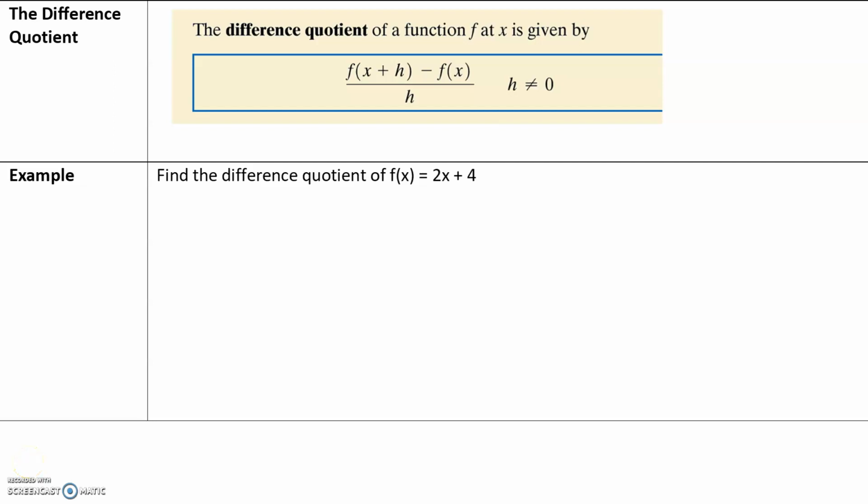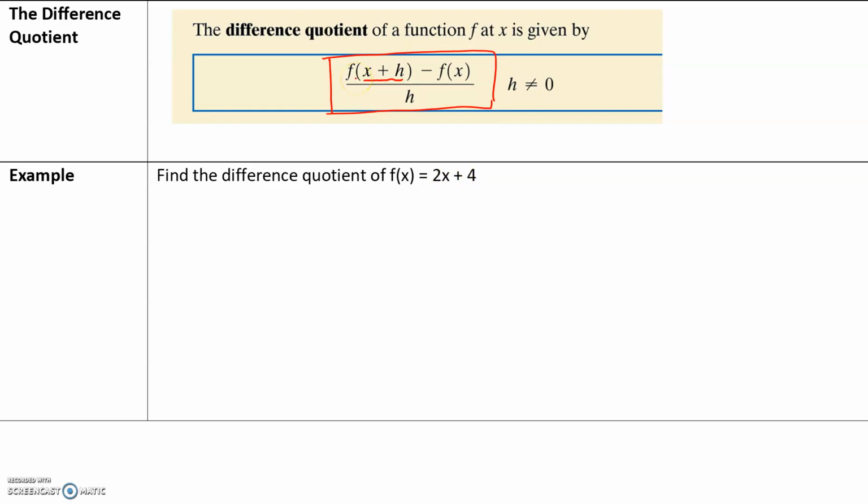The next part of section 1.1 talks about the difference quotient. Now, the difference quotient is always given by this formula. This is a fixed formula, f of x plus h minus f of x all over h. So in the previous lesson, we learned how to find f of x plus h. So if this is your input, x plus h, then we are going to replace each x in the expression with whatever the input is.